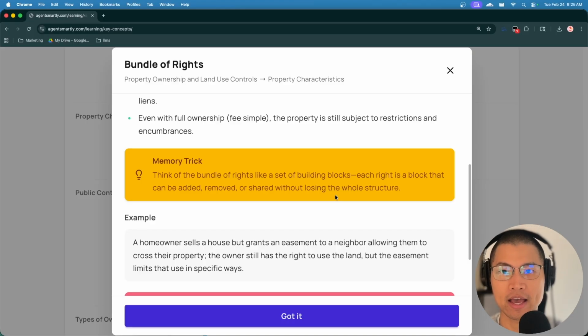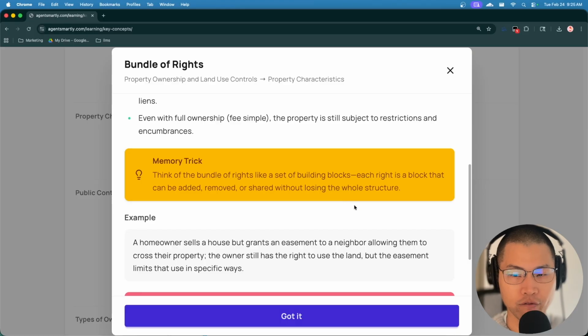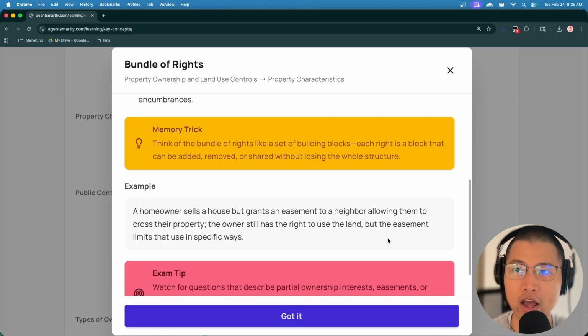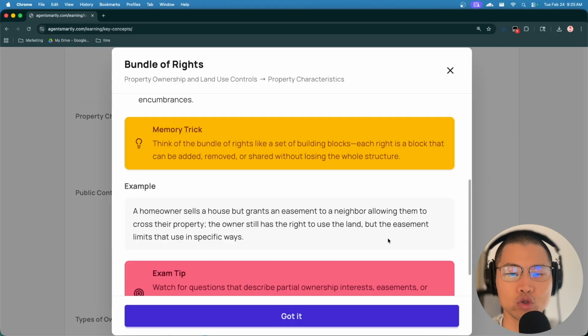Once again, ownership comes with a lot of rights. For example, a homeowner sells a house and grants an easement to the neighbor, allowing them to cross their property. The owner still has the right to use the land, but the easement limits the use in a specific way. So it's the rights. You give the right for your neighbor to use your property in a situation like this.